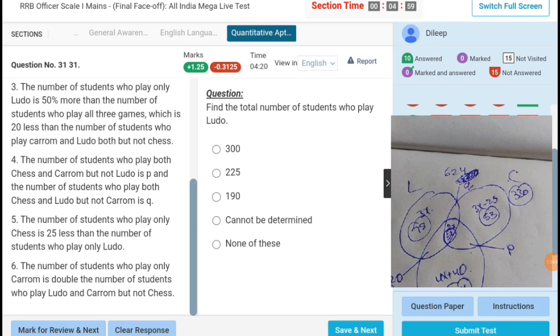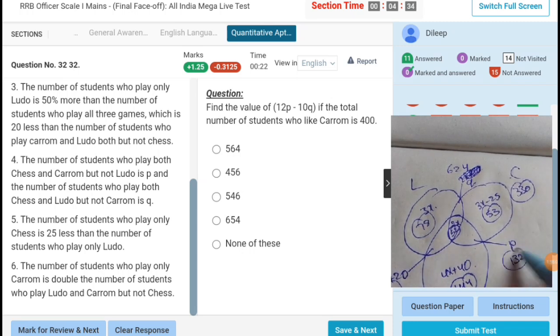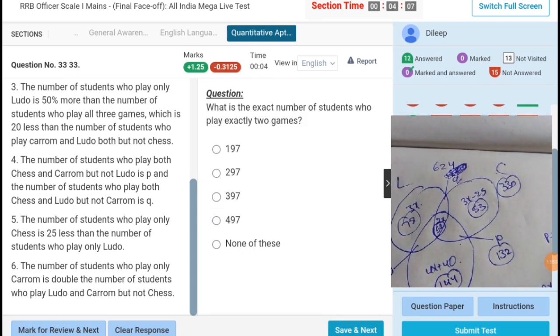So here p plus q I think can be determined. The number of who play carom is 400. 400 means 144, 216 and 52 is 168, 132. p is 3, 93 is q will be 1320, 1584 and 10q is 930, 4, 5, 654. Exact number of students who play exactly two games, that is 225, 72, 297.